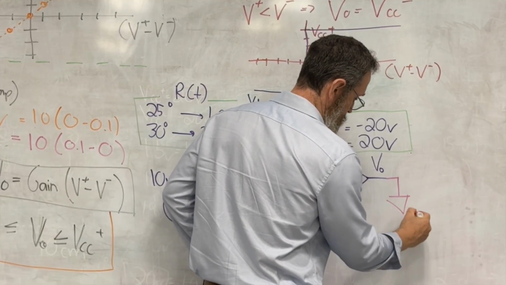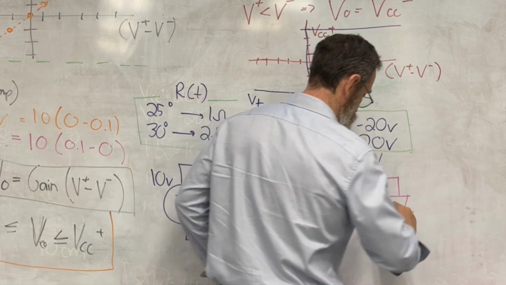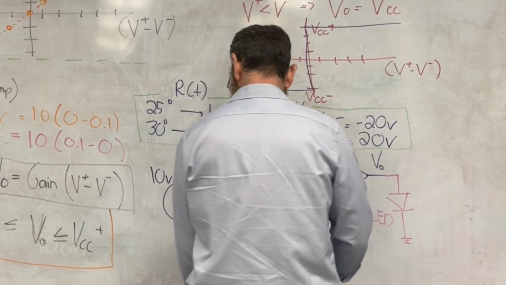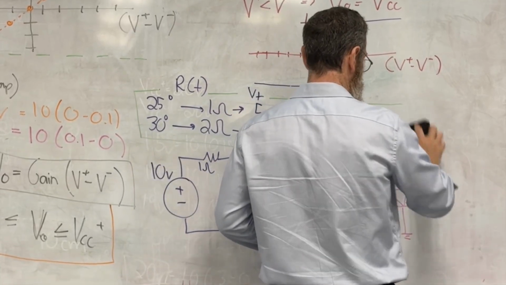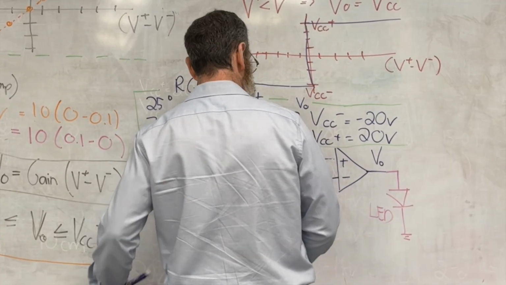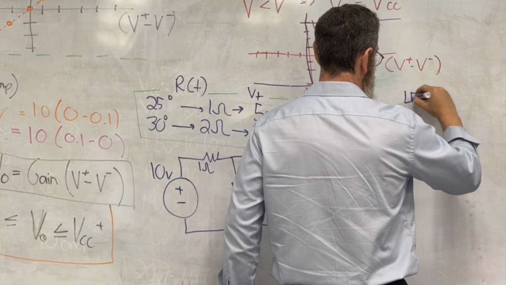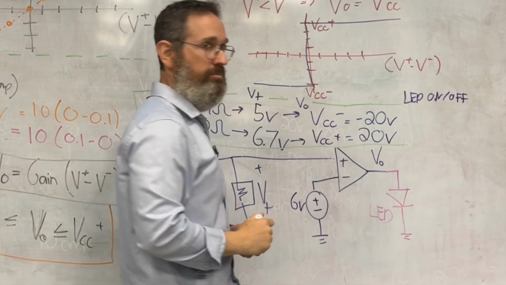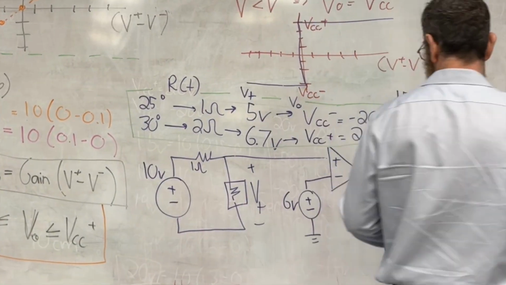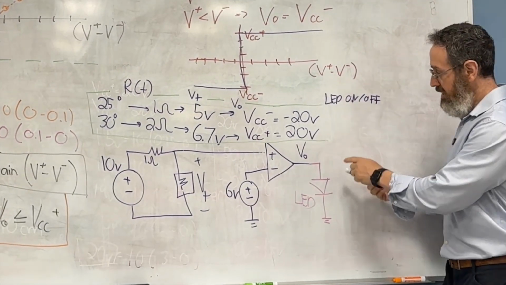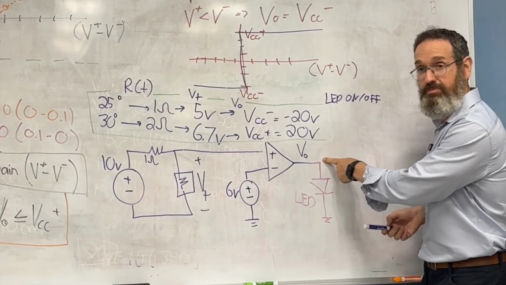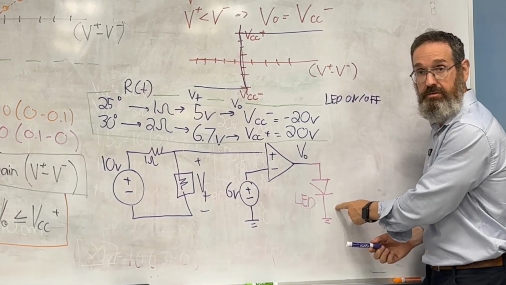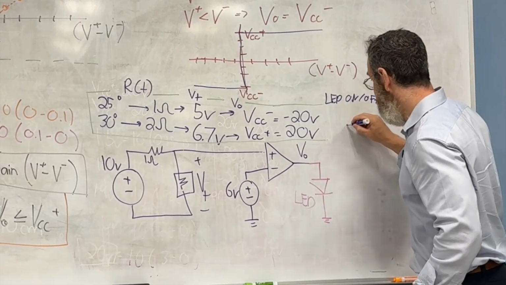I'm going to add an LED. Now we have an LED. And now I want to ask one more question, so we're not done here. I want to ask a simple question, which is: is the LED on or off? Let's start with this second example. If the output is at 20 volts, remember, this is the point we're talking about, the current is going to flow this way. And so in this case, the LED is on.